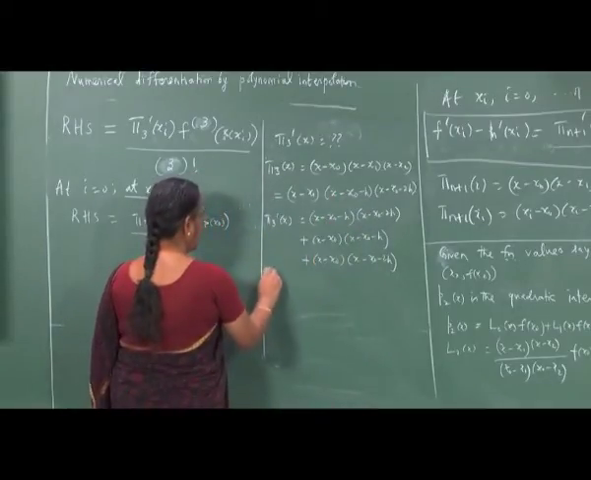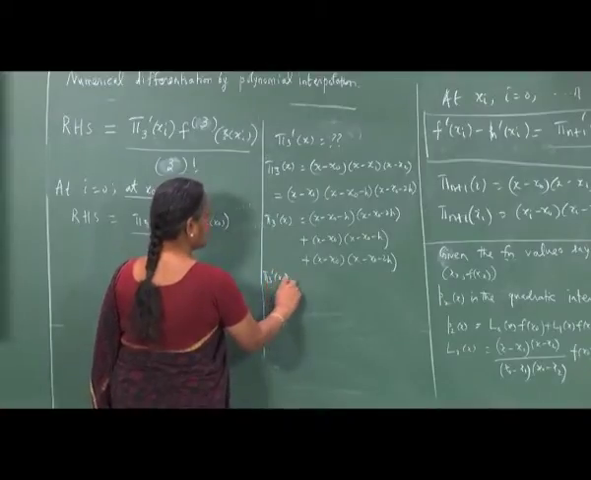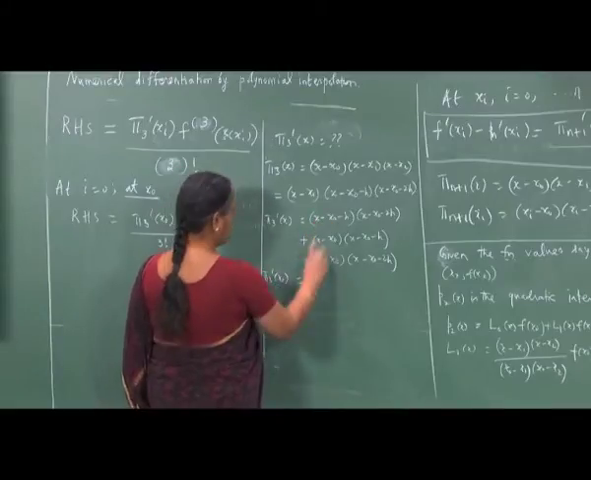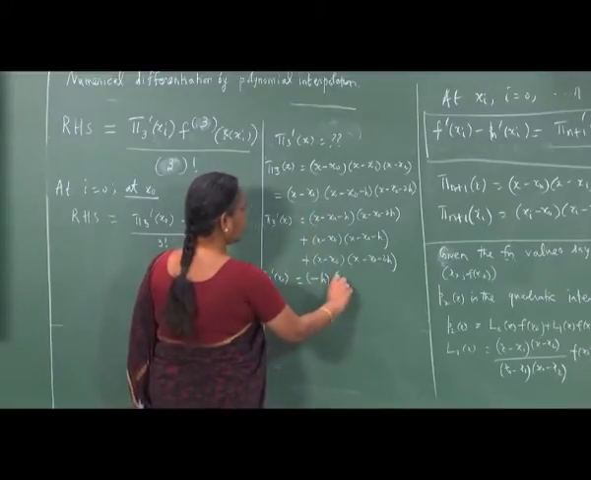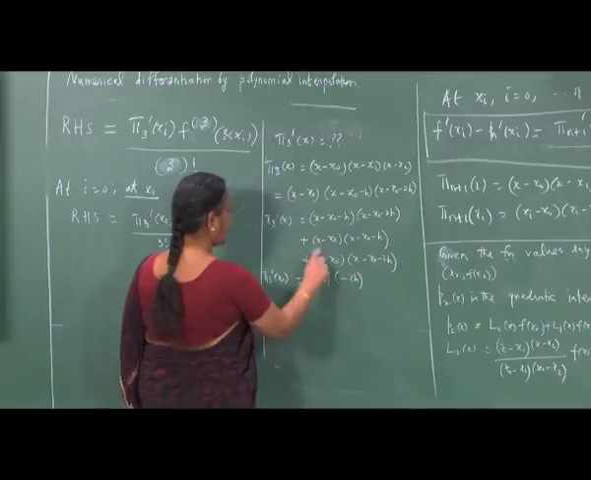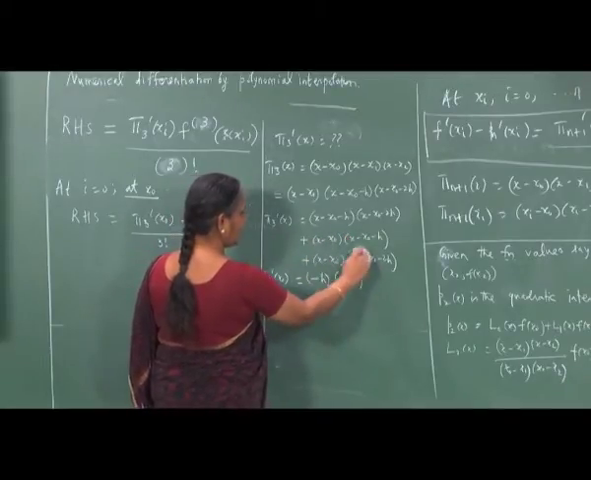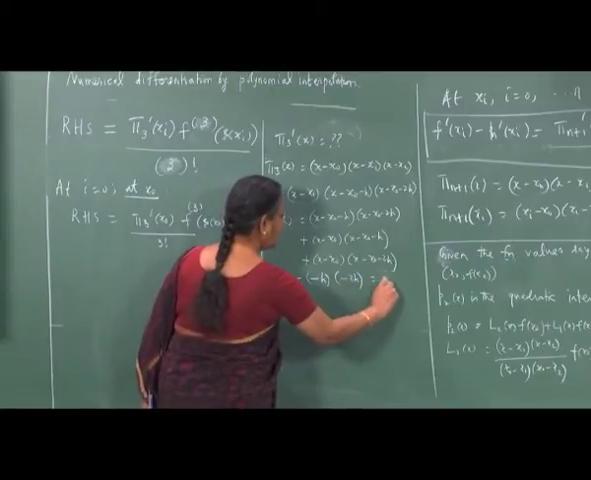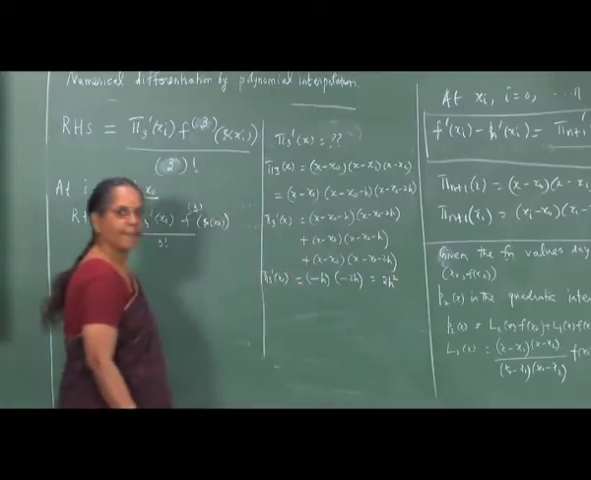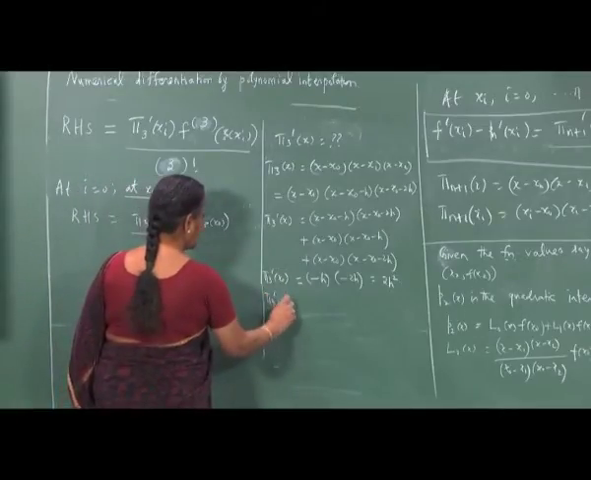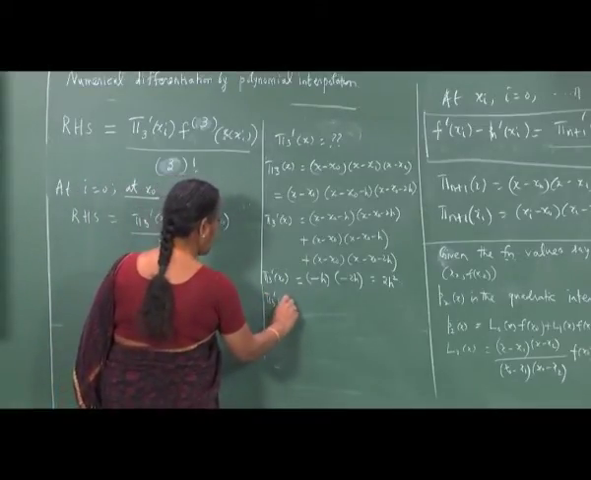So, we evaluate this at x naught. So, when x is x naught, you get minus h into minus 2h. From here, when x is x naught, this is 0, x is x naught, this is 0. So, it is simply 2h square. And then let us find pi 3 dashed at x naught x 1.